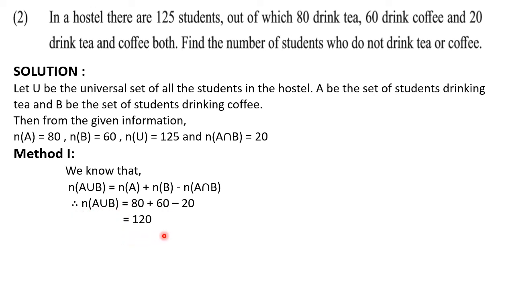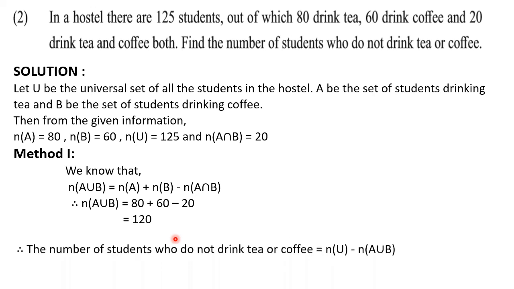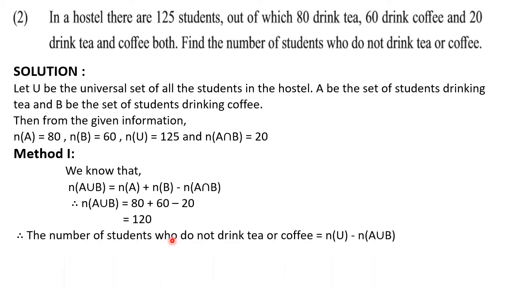So what we can say is 120 students drink either tea or coffee. But we have to find out the students who do not drink tea or coffee. Okay, so total students are 125. From that, if we subtract 120, then we get the students who do not drink tea or coffee. Okay, so it is n of U minus n of A union B. That means 125 minus 120, that is 5. Okay, so we can say that 5 students do not drink tea or coffee.